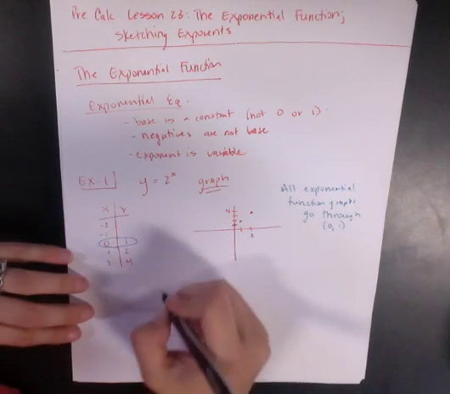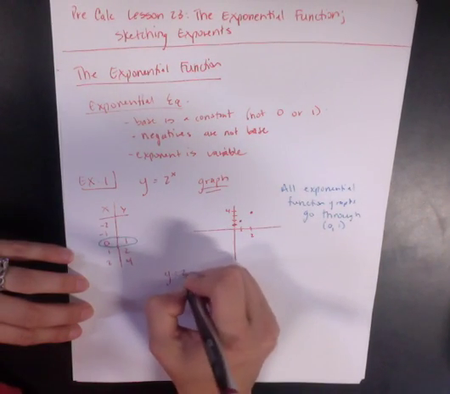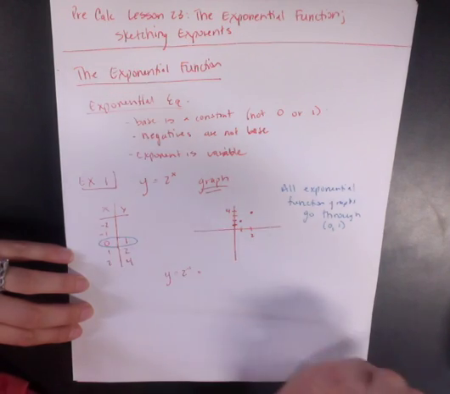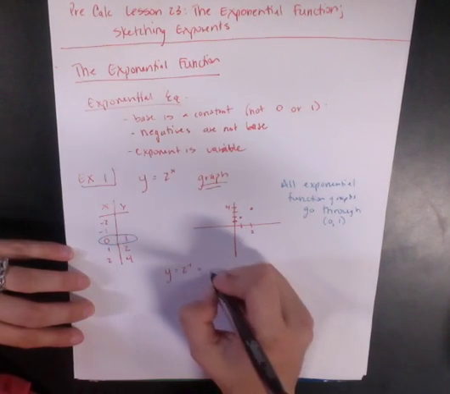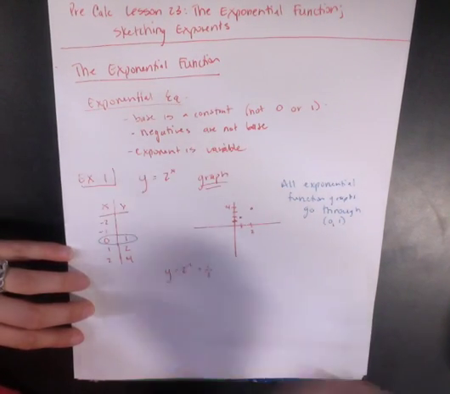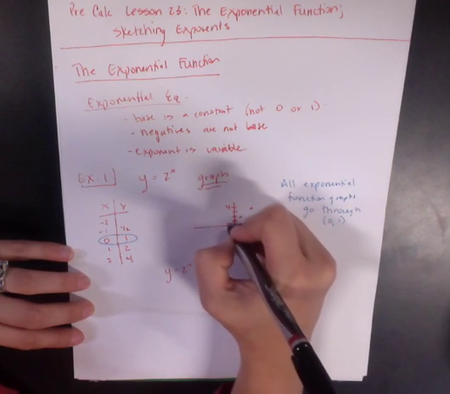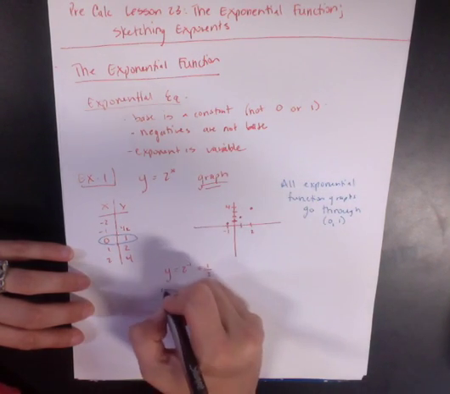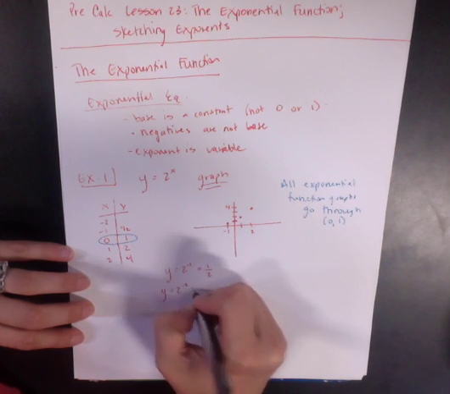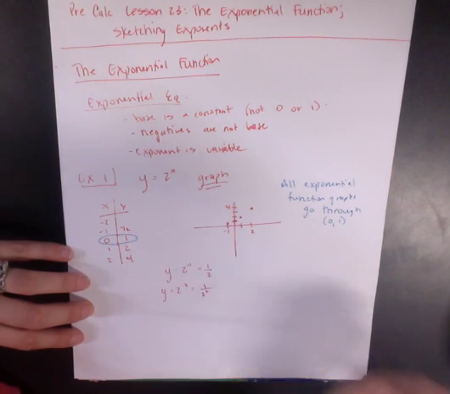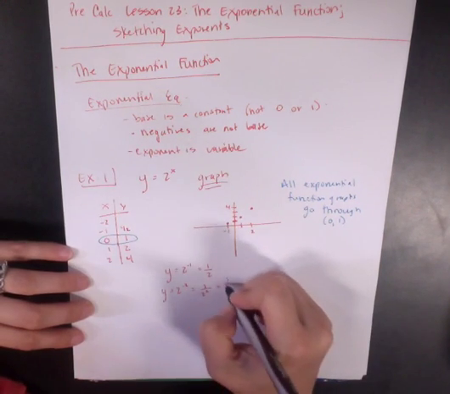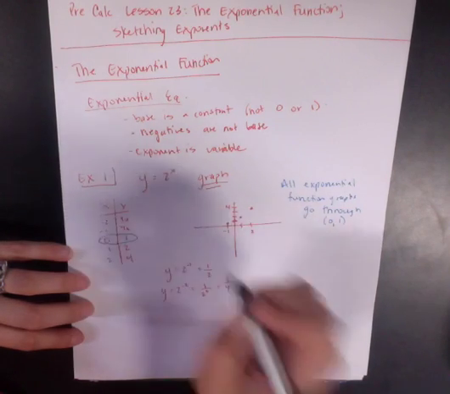All right, now let's plug in -1. So we have y equals 2 to the -1, which we know we can never have negative exponents, so we rewrite it as 1/2. So -1 gives me 1/2. Same thing for y equals 2 to the -2. I put it in my denominator, so 1 over 2 squared, which is 1/4.